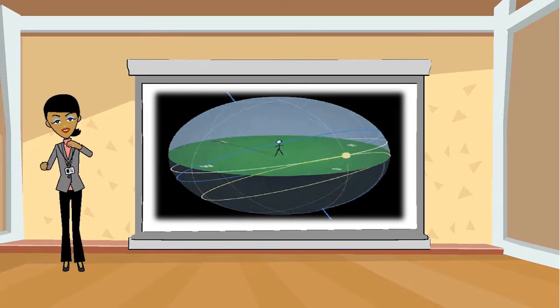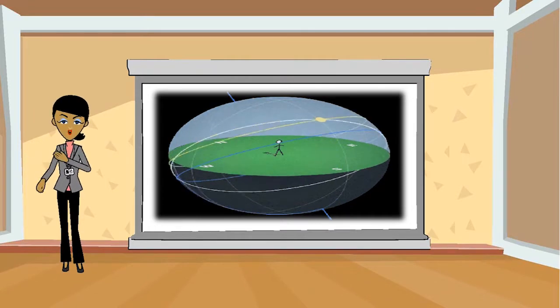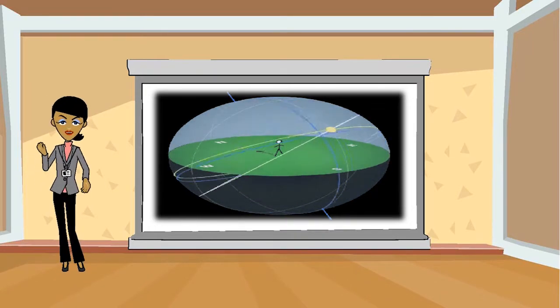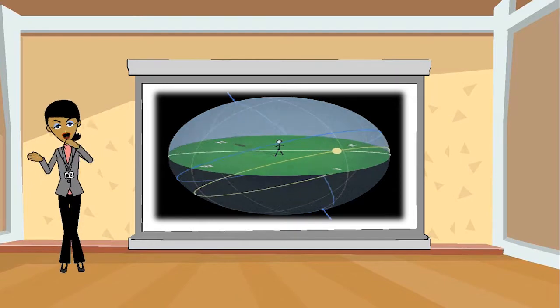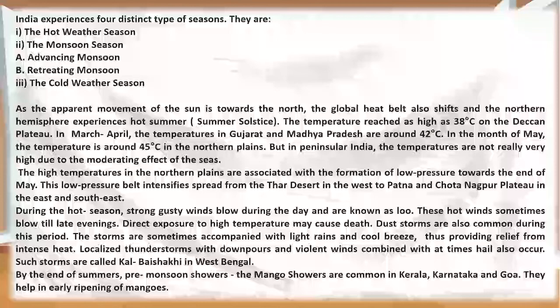Direct exposure to these winds can lead to death. Dust storms are common during this period and are accompanied with light rains and breezes. West Bengal experiences thunderstorms with intense rainfall during this season called Kal Baisakhi. Kerala, Karnataka and Goa experience pre-monsoon showers by the end of summers called mango showers. They are called so because they help ripening of mangoes.